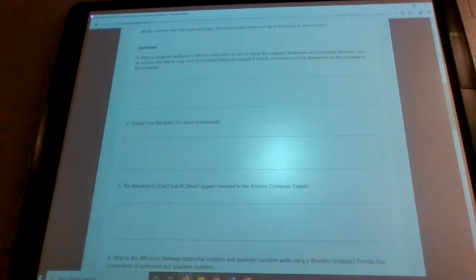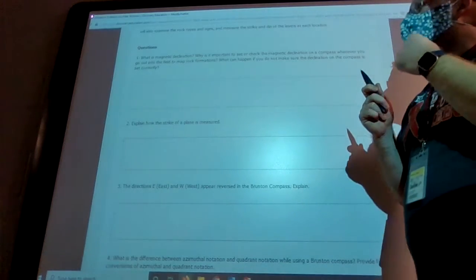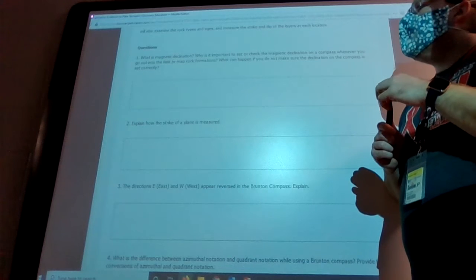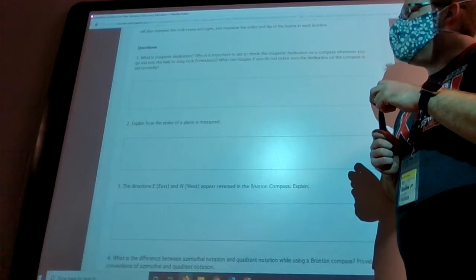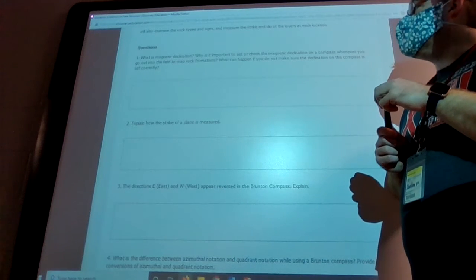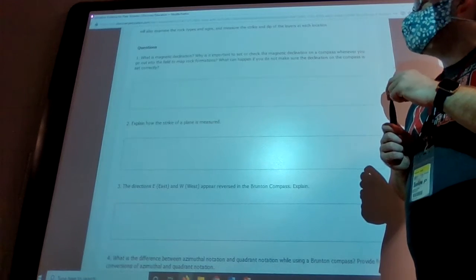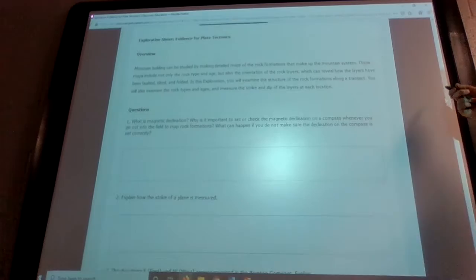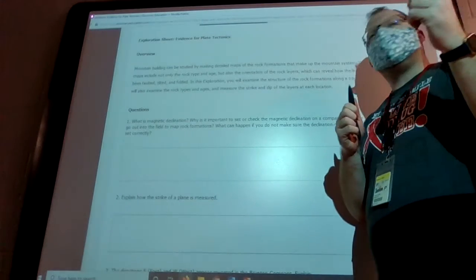Question number 1. What is magnetic declination? Why is it important to set or check the magnetic declination on the compass whenever you go out into the field to map rocks? What can happen if you do not make sure the declination of the compass is set correctly? Yes, why? What is the magnetic declination?